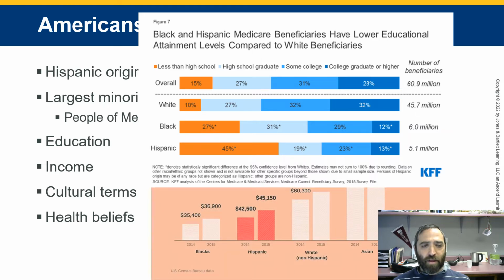Okay, let's look at incomes. And I know I'm covering up some of the slide, but I think you can see most of it. In terms of incomes, Hispanics have been growing from 2014 to 2015, significant gains there. However, whites are significantly higher if you compare the 2014 figure of Hispanics at 42,500 to the whites at 60,300. There's a pretty significant income disparity between those two groups.